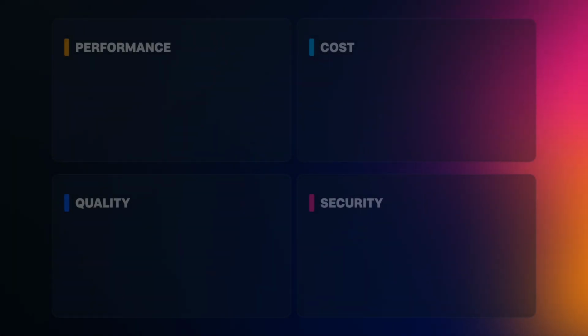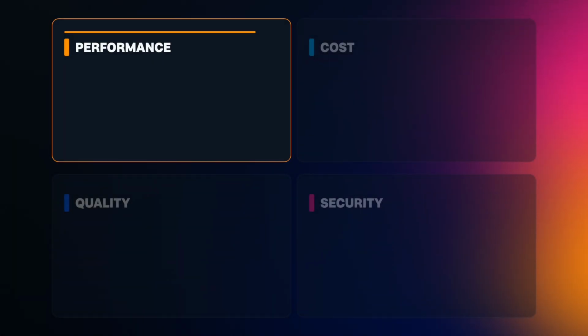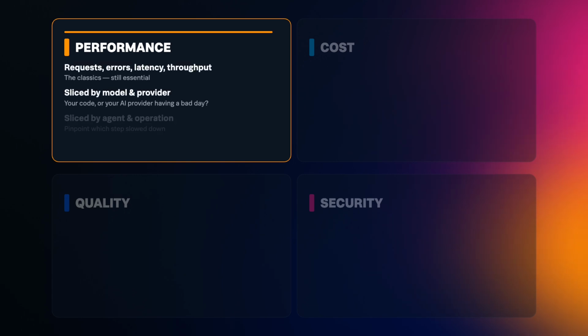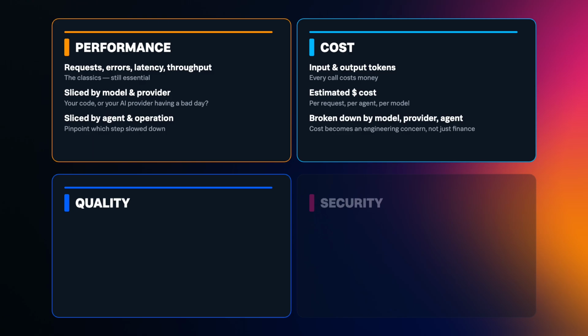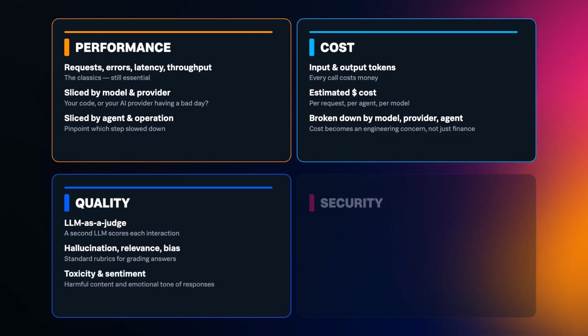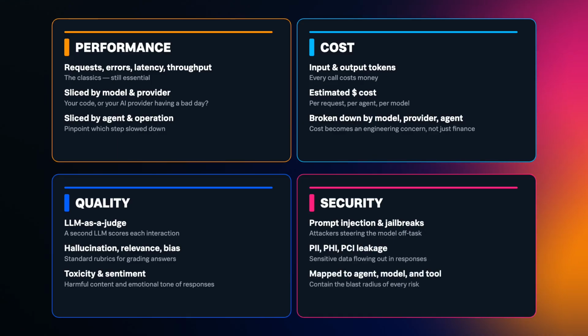Here are 4 groups of signals you would want to monitor for an AI application. Number 1 being performance: requests, errors, latency, throughput, the classic red metrics, and cost and token usage. Quality. AI responses aren't just pass or fail, they're more or less good. The standard pattern is LLM as a judge. A second LLM scores each interaction against rubrics like hallucination, relevance, bias, toxicity, and sentiment. Then risk: prompt injection, PII, PHI, and PCI leakage. Those risks need to be mapped back to the specific agent, model, and tool that was involved so you can contain the blast radius.